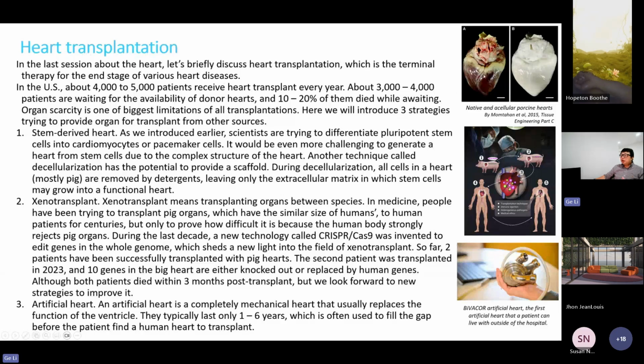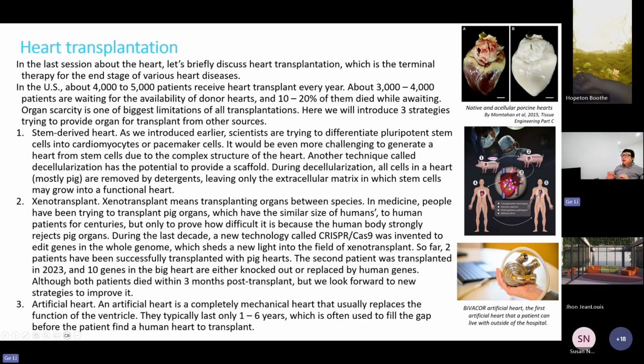In these cases, they're using a detergent to remove all the pig heart cells and only keep the scaffold of the pig heart. And theoretically, people think about injecting stem cells inside to reestablish a human heart using the pig heart structure. This is one area of the research. And so far as I know, it's really going slowly. However, this is a bigger thing here.